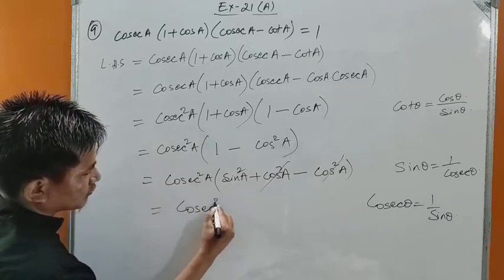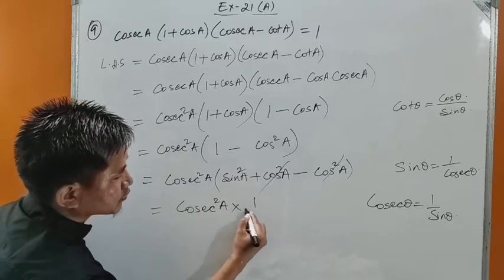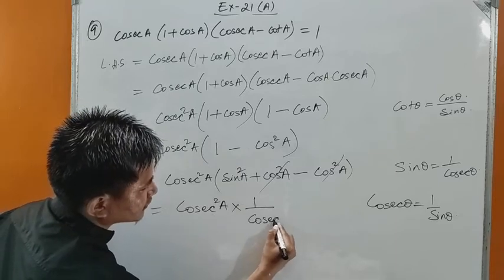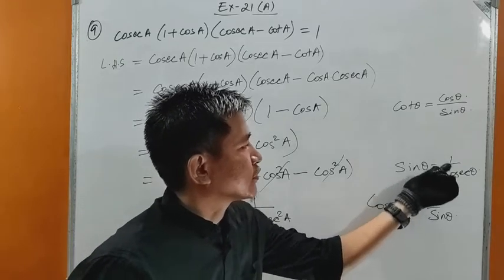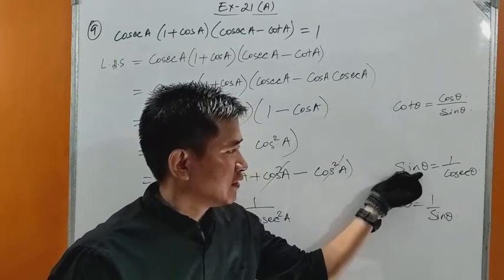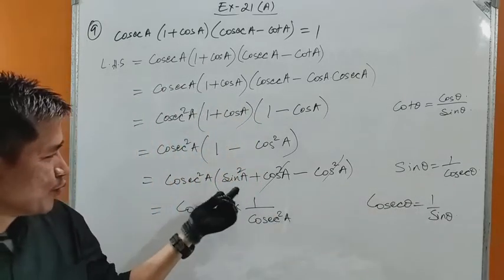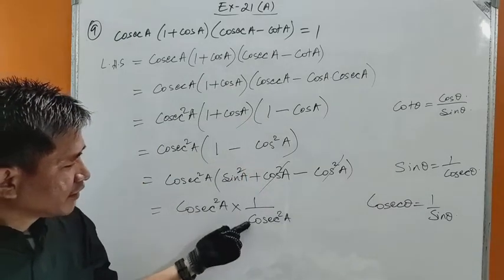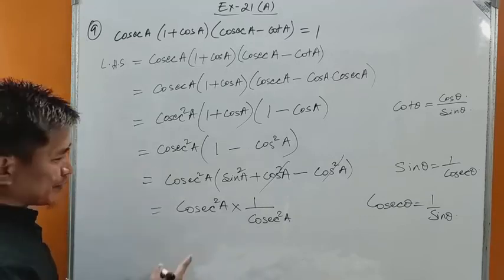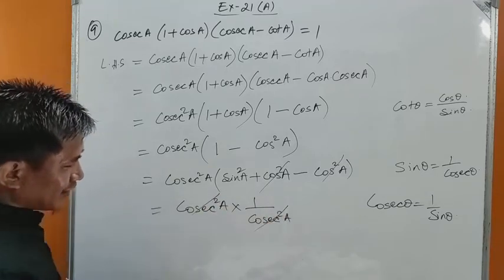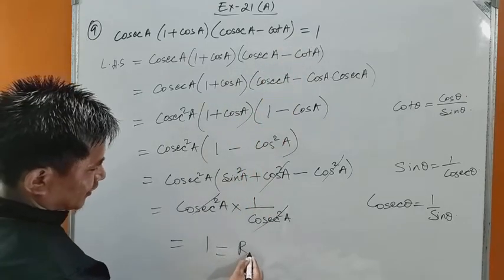So cosec square A into sin square A. If we take the sin square A to the denominator, it becomes 1 upon cosec square A, isn't it? Cosec theta equals 1 upon sin theta, and sin theta equals 1 upon cosec theta. This sin theta is in the numerator. If you take it to the denominator, it becomes cosec theta. So we have sin square A in the numerator; if we take this sin square A to the denominator, it becomes cosec square A. I hope you are getting me. Now let's cancel this cosec square A and cosec square A. So we have 1, which equals the right hand side. Hence proved.